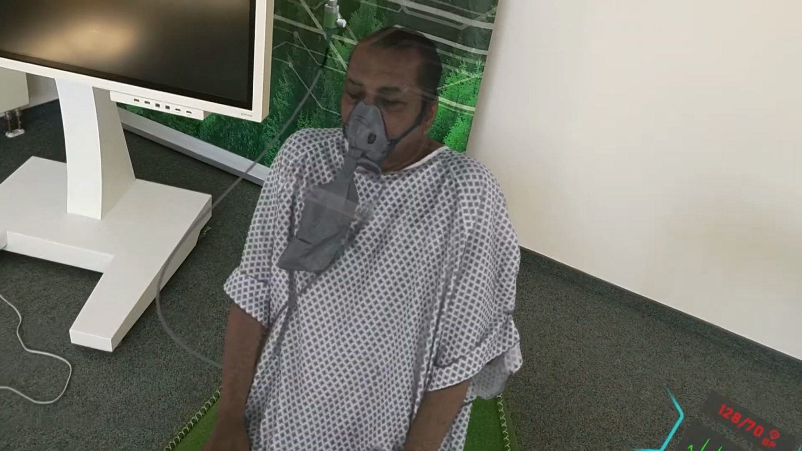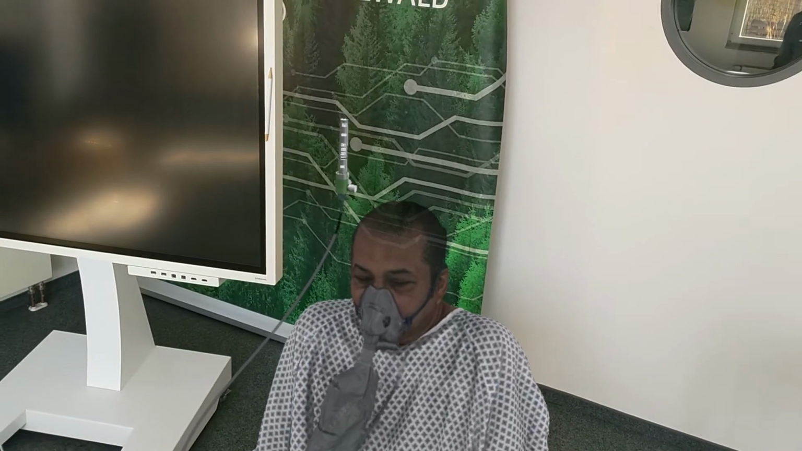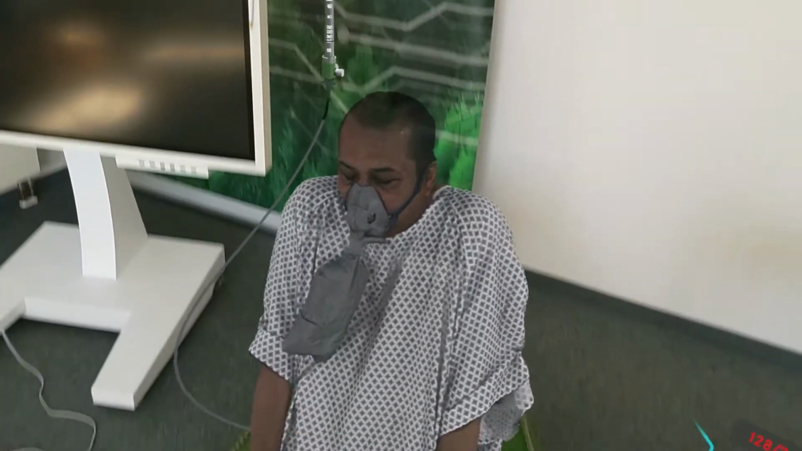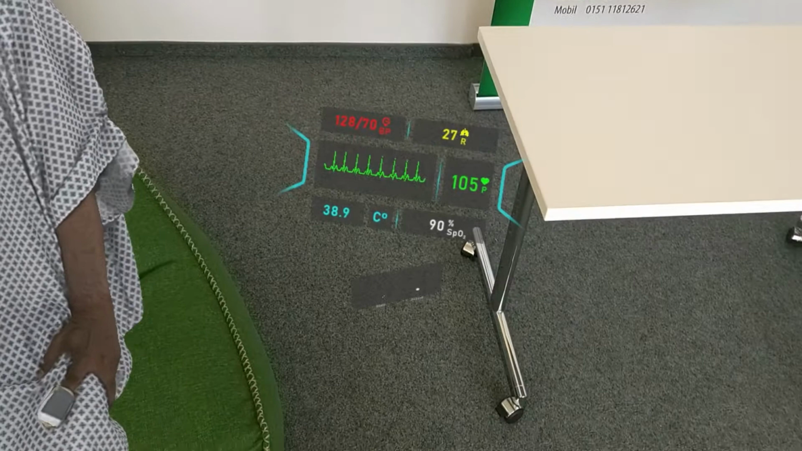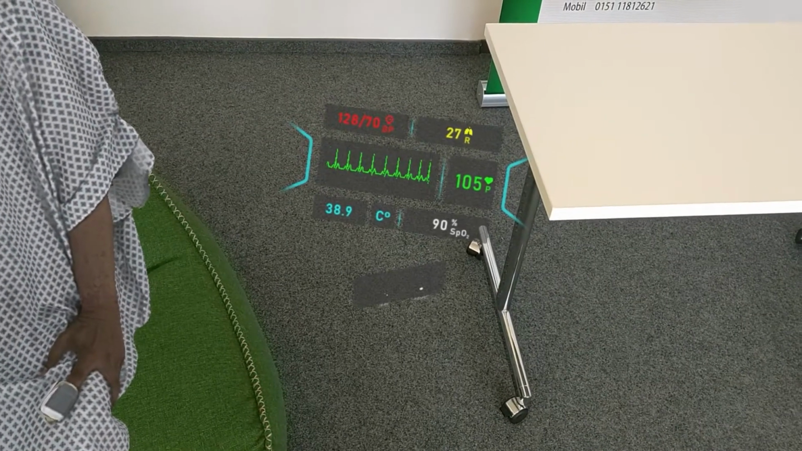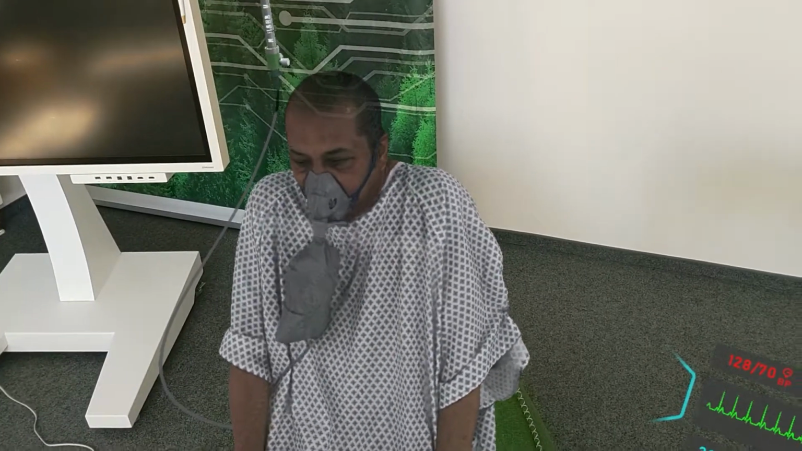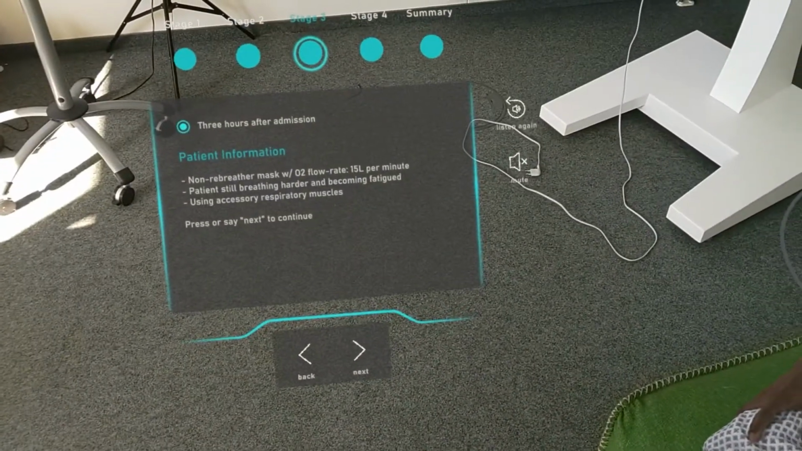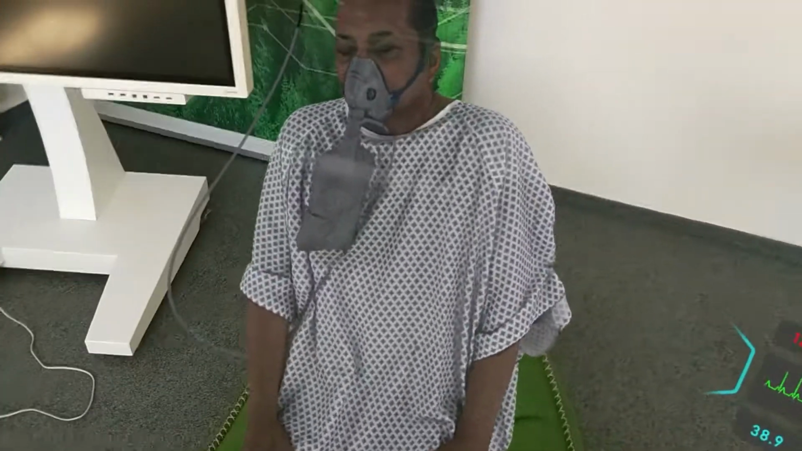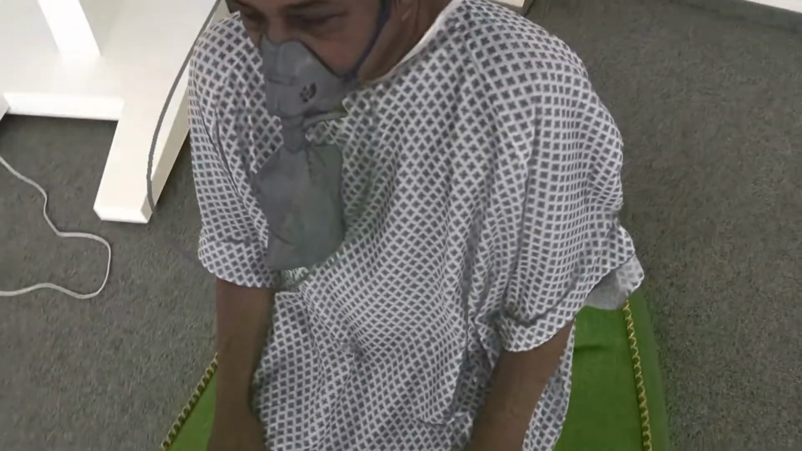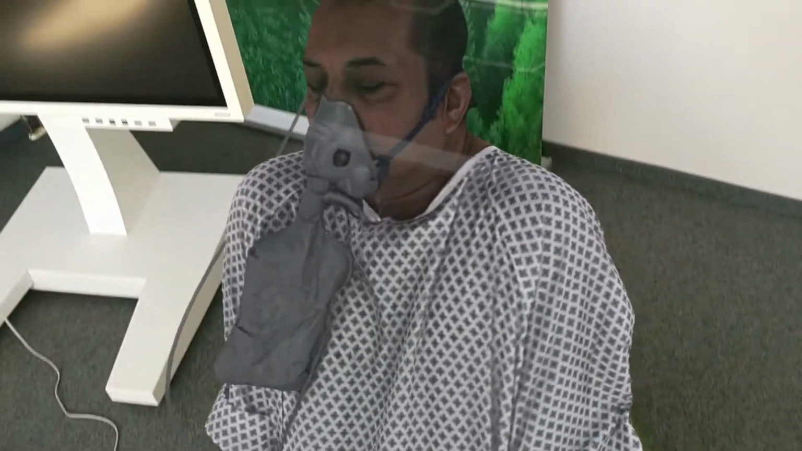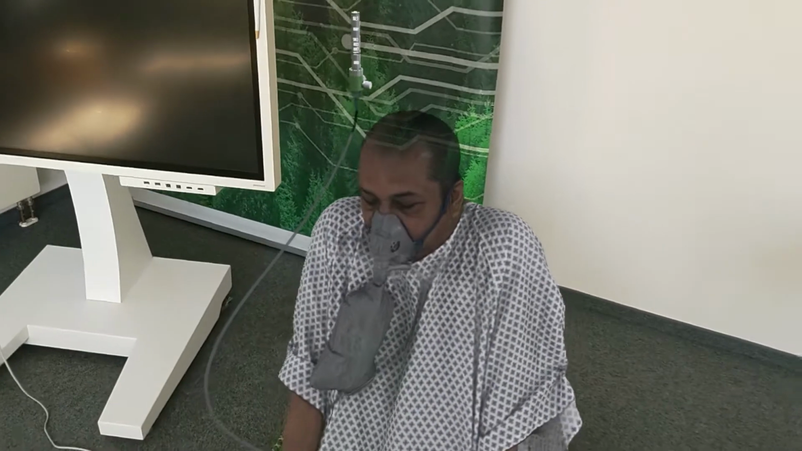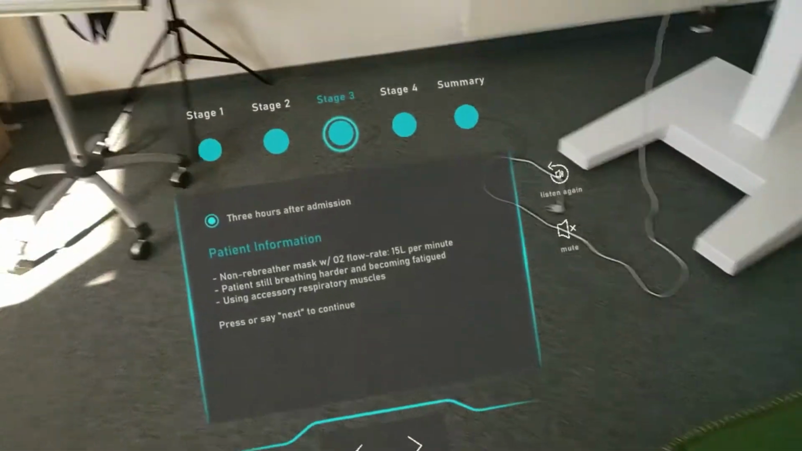A further hour has now passed. The patient has been admitted to a ward and is using a non-rebreathe oxygen mask with an O2 flow rate of 15 liters per minute. Despite this, note how the patient is breathing harder, leaning forward and using his accessory respiratory muscles. He is becoming fatigued and fidgety due to the sheer effort of breathing. Recall that we are looking for any further signs of deterioration and whether.